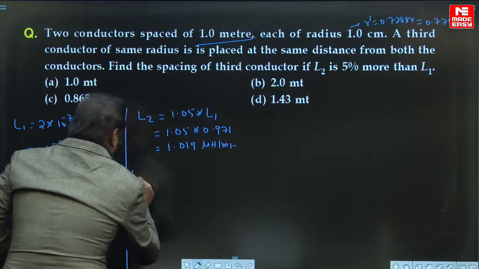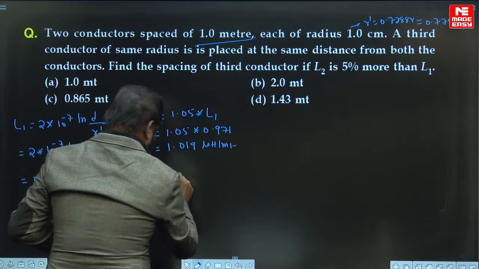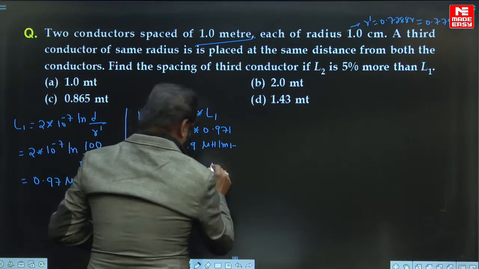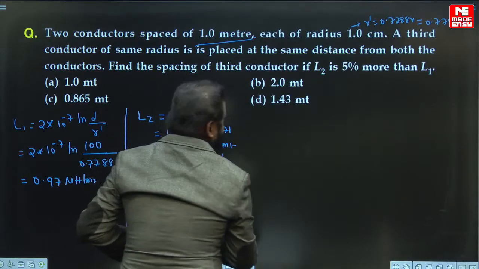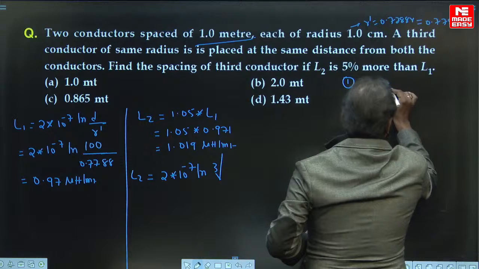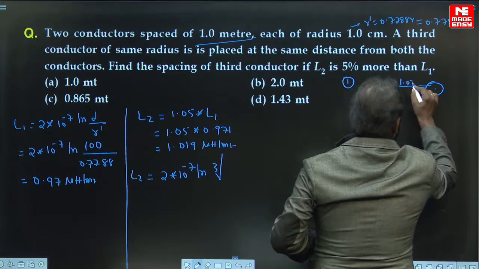ठीक है, L2 equal to what fundamentally? L2 equal to 2 into 10 to the power of minus 7 ln cube root of. So क्या हुआ था पहले first case में, so there are two conductors like this. Okay, these are the two conductors. Between them the distance is equal to 1 meter.